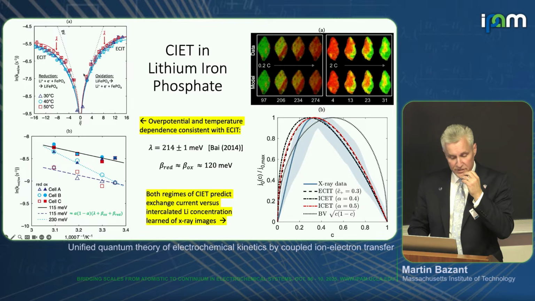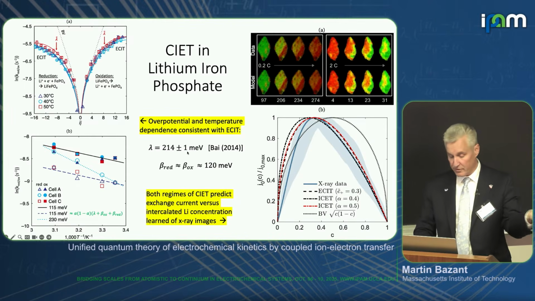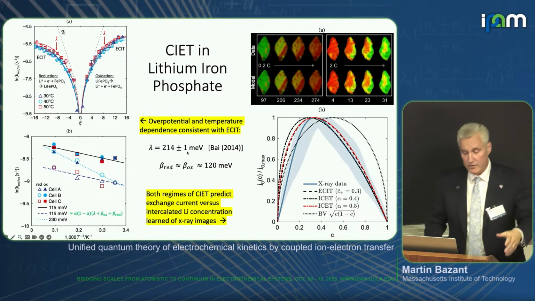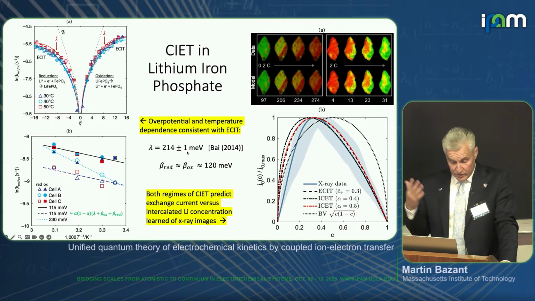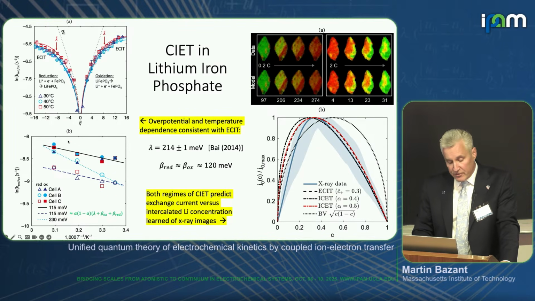And sure enough, as you can see in the data here, these are different temperatures, 30 up to 50 degrees C, and the lambda was almost exactly the same every time, like very high accuracy, actually, which was one of the convincing things. But what we weren't able to explain at the time was the activation energy.